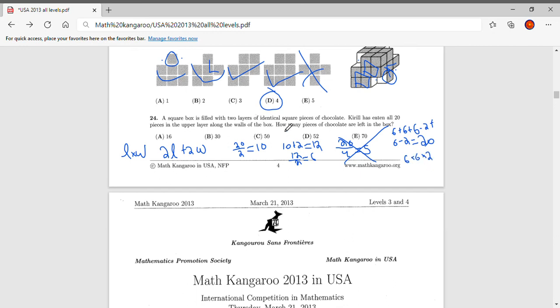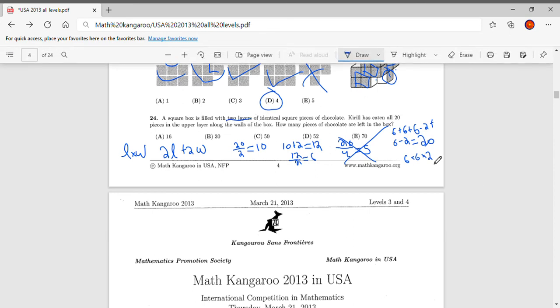because it has 2 layers. So a 6 by 6 by 2 equals 72. Now we subtract 20 because Kirill has eaten 20, so 72 minus 20, and we get that there are 52 chocolates left in the box. So the answer for number 24 is D.